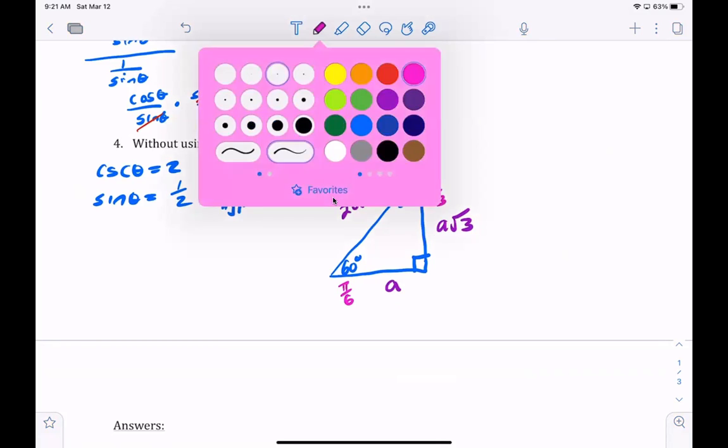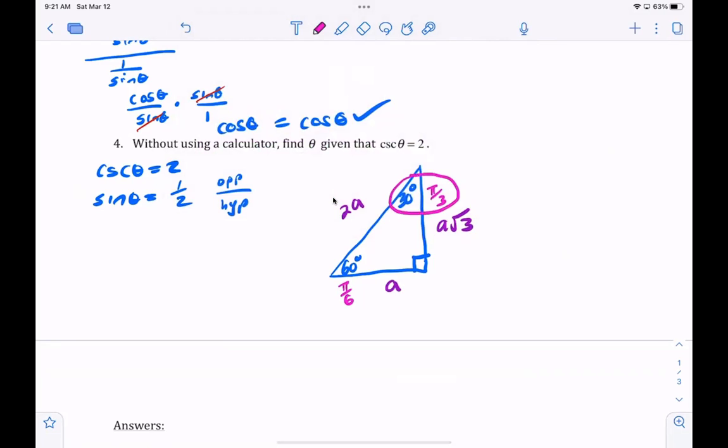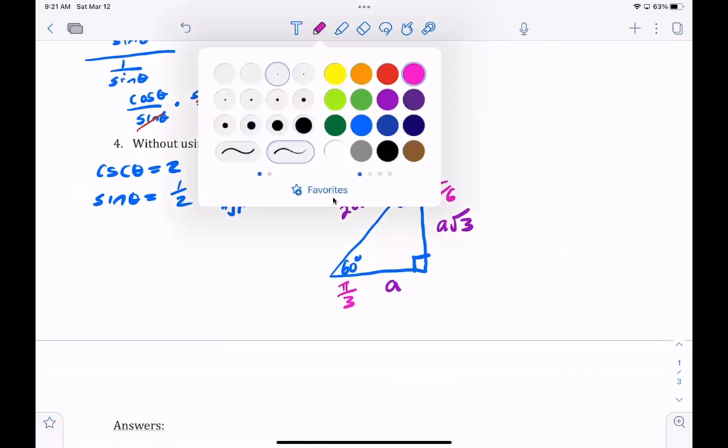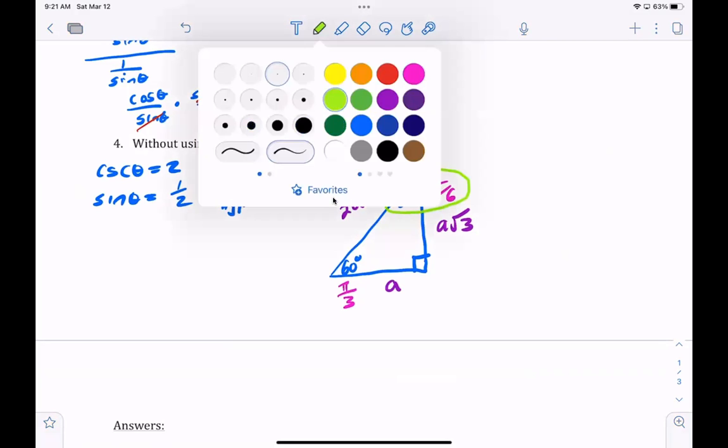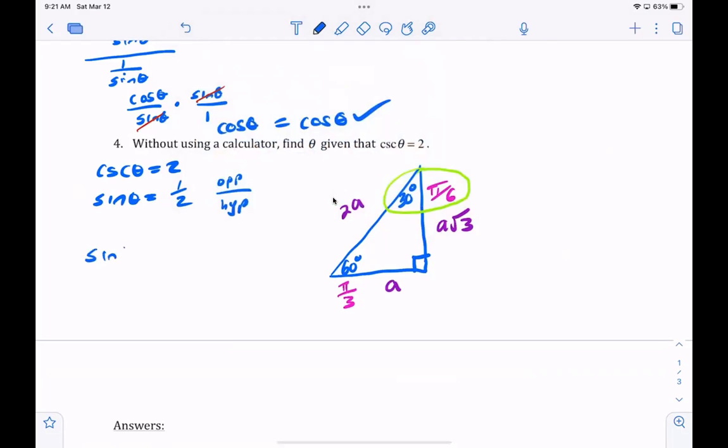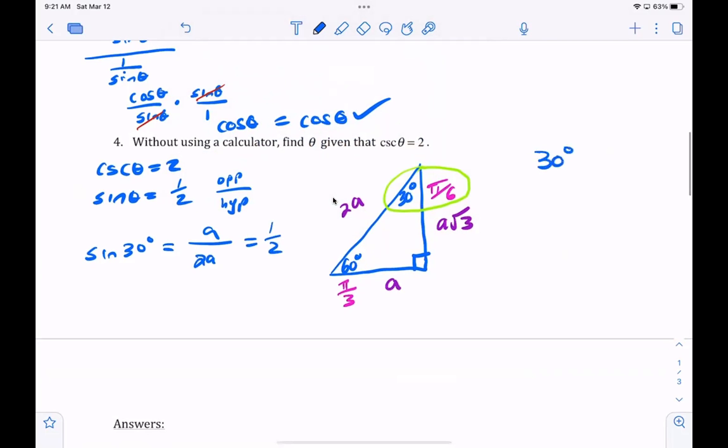So let's check that. So if I choose the 30-degree or pi, oh wait, I wrote these angles wrong. Sorry, let me fix this. 30 degrees is pi over 6 and 60 degrees is pi over 3. Sorry about that. So I'm going to choose the 30-degree angle or pi over 6, and let's check what we get. So if we do sine of 30 degrees, that's the length of the opposite side, which is A, over the hypotenuse, which is 2A, which is 1/2. So this angle is 30 degrees or pi over 6.